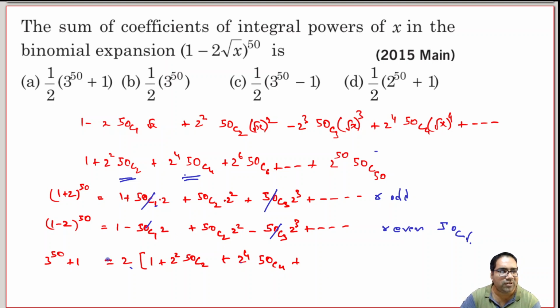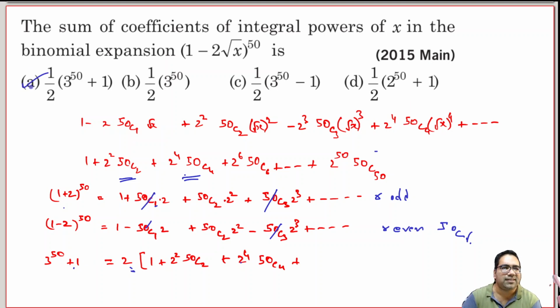Now, what will this sum be? It should be the sum of this divided by 2. 3 power 50, that is 2 plus 1, 3 power 50, plus (1 minus 2), that is (minus 1) whole power 50, which is anyway 1. So (3 power 50 plus 1) by 2. That is the correct answer.